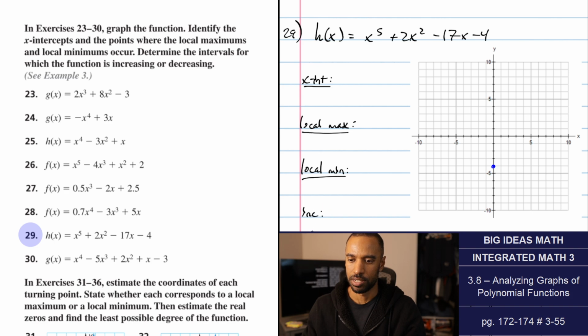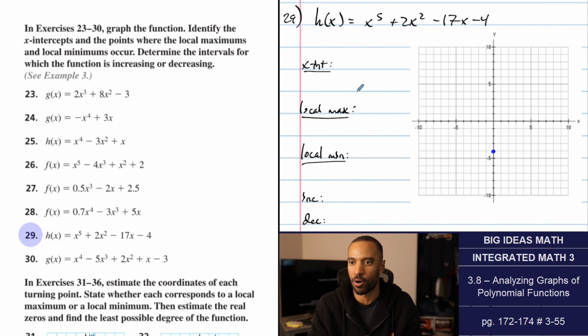Increase. Decrease. Okay, x to the fifth can have as many as 4 turns. That means we might have 2 local maxes, 2 local mins, something like that. That's as many as we can have. I don't know if that's going to happen. Let's go ahead and take a look. This thing on the graphing calculator will be x to the fifth plus 2x squared minus 17x minus 4. All right, let's see what fits in this graph's window.